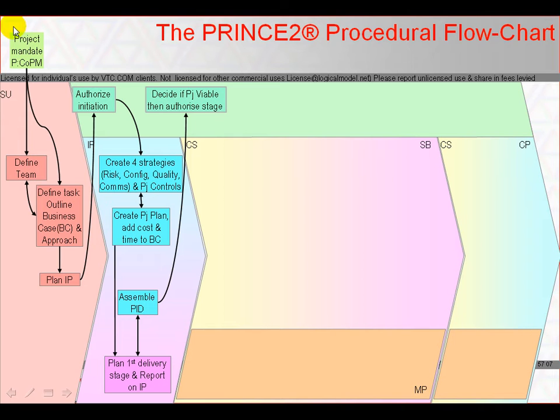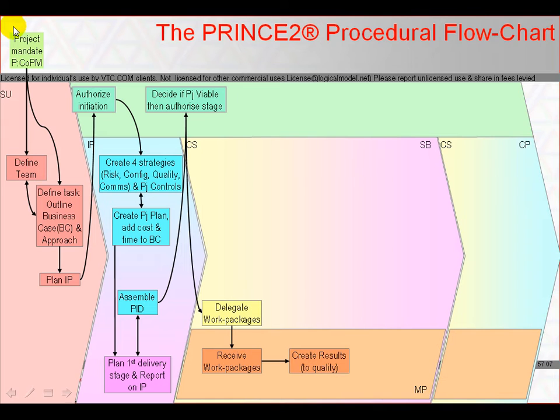Let's pick up now from what happens when we get a positive result from the authorise a stage decision. This authorises the project manager to start the dialogue that delegates work packages to team members or team managers, who then receive the work package. The team member then conducts the technical work to create the results to quality specification, and also to create progress reports called checkpoint reports, described in Appendix A at template number 3.